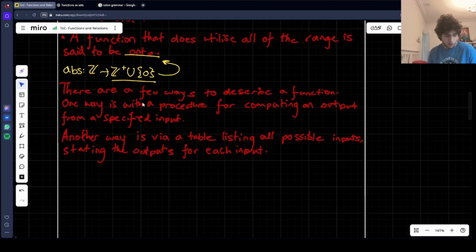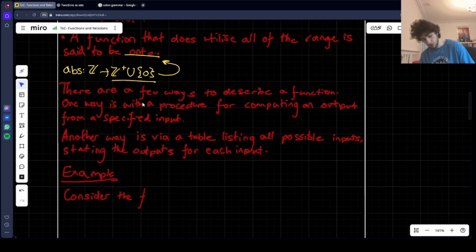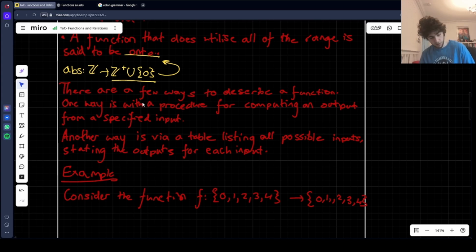So let's look at an example of a table that you might use to generate a function. In practice, I haven't really seen these very much. Typically what you see is more of a rule, like f of x equals x squared, for example. But it is possible to describe a function this way. So consider the function f, where the domain is the set of integers from 0 to 4, and the range is the same set, the integers from 0 to 4.